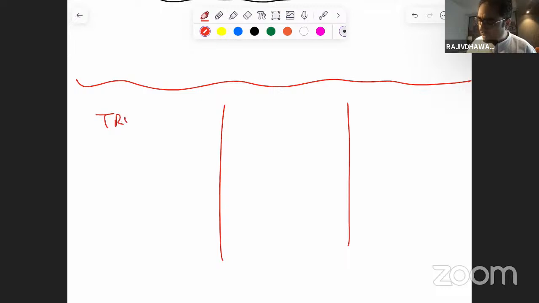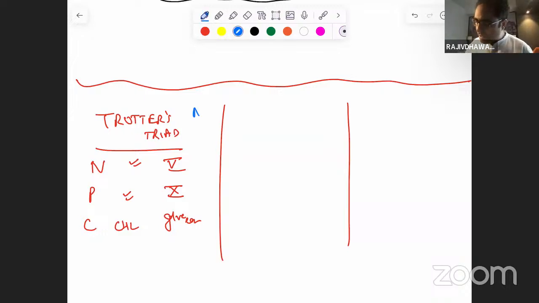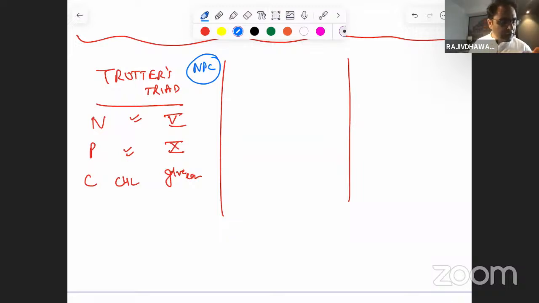First is Trotter's triad. Trotter's triad is a feature of nasopharyngeal carcinoma. Its mnemonic is also NPC. What is NPC, beta? N for neuralgia in the temporoparietal area due to 5th nerve involvement, P for palatal paralysis due to 10th nerve involvement, and C for conductive hearing loss due to glue ear. So Trotter's triad is seen in nasopharyngeal carcinoma.